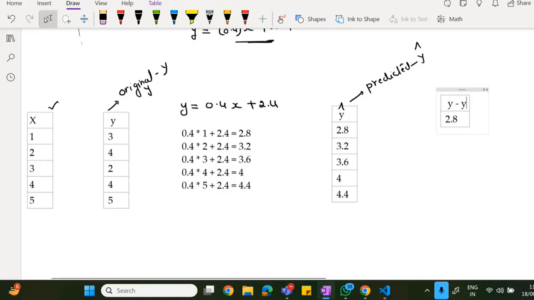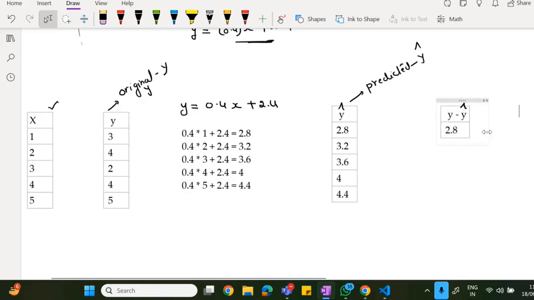I will write it above this itself, like this. y minus y hat is the error of individual values. Again, don't get confused. It is the error of individual values, y minus y hat.